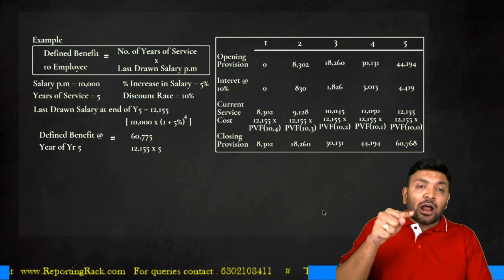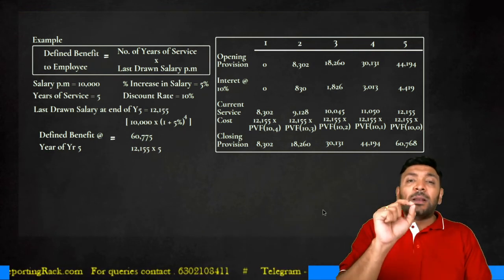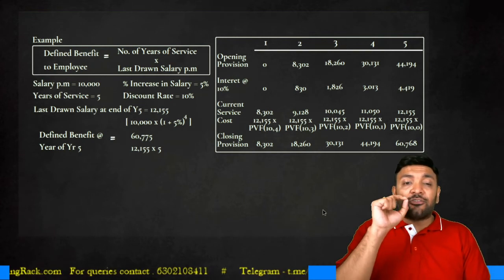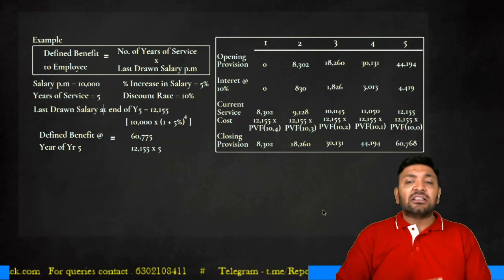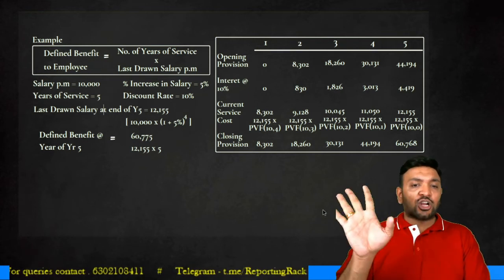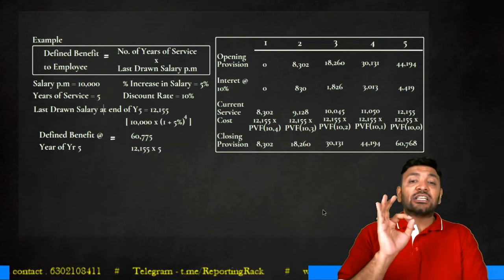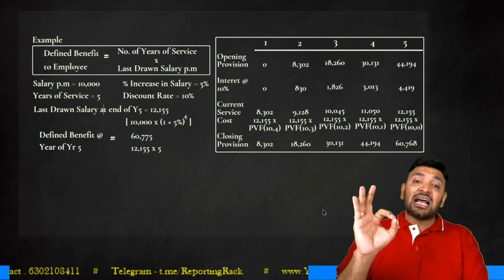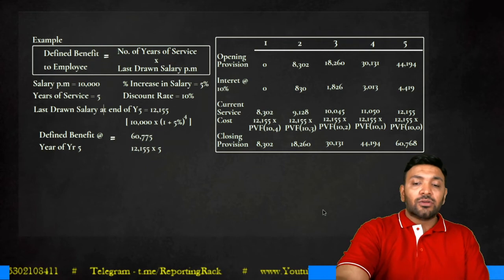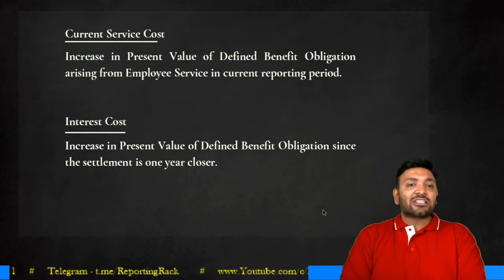Like this, if you keep on repeating your calculations, at the end of fifth year, your obligation of 60,755 should arise. It became 60,768 because of approximation, 7 rupees short. But otherwise, this is a simple calculation which shows interest cost as well as your current service cost. Now you look at the definition. What is current service cost?